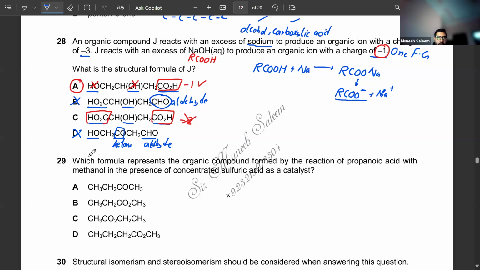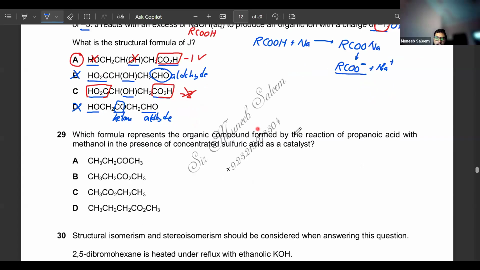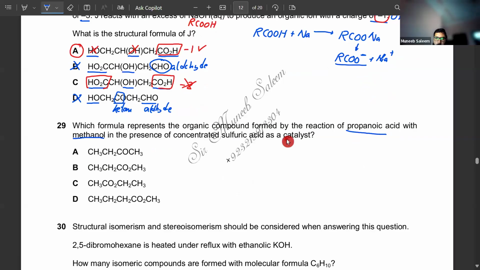Now, question number 29. Which formula represents the organic compound formed by the reaction of propanoic acid with methanol in the presence of concentrated sulfuric acid as a catalyst? So basically, this is the reaction to form the ester. Ester formation is a reaction in which carboxylic acid reacts with alcohol to make an ester. We need to find the correct formula of the ester. If we remember, the ester is represented like this: RCOOR prime. Or you could also represent it like this: RCO2R prime.